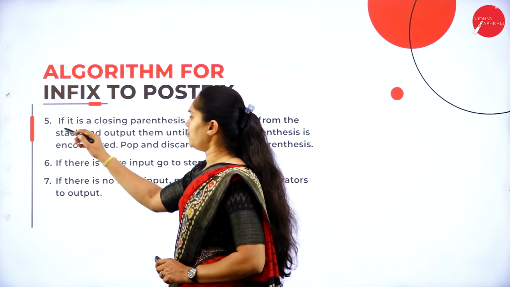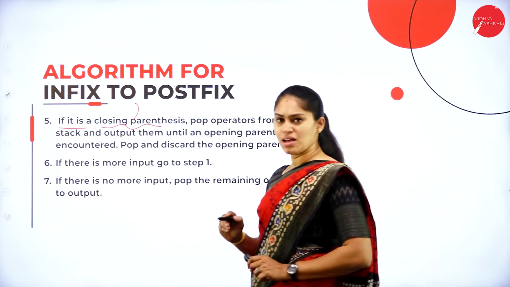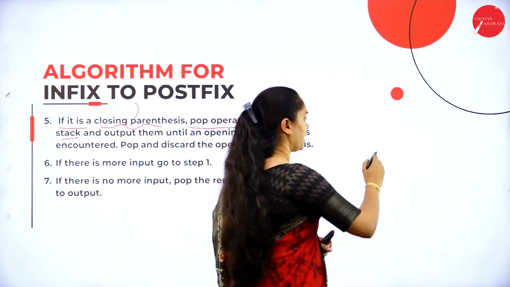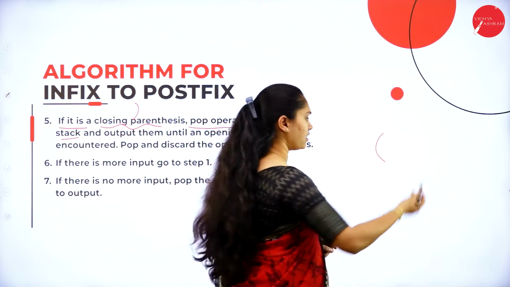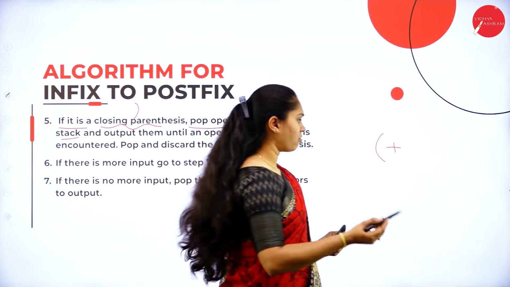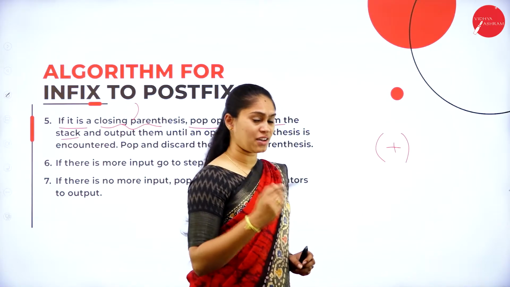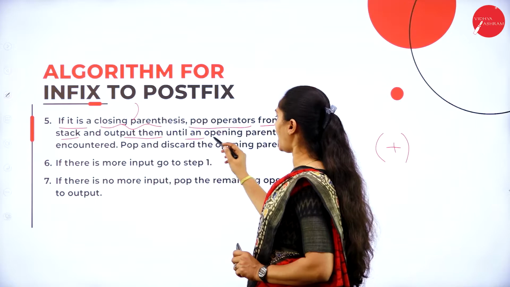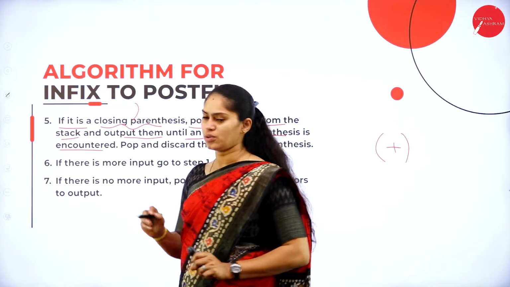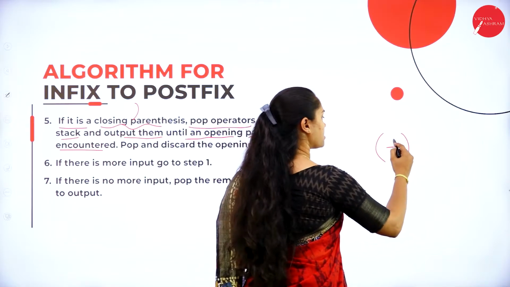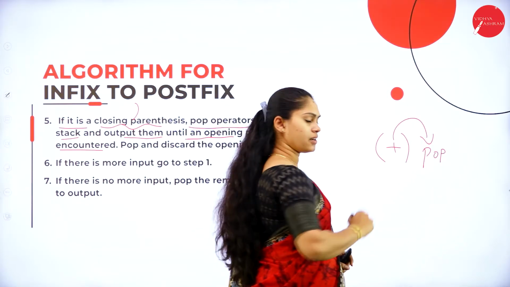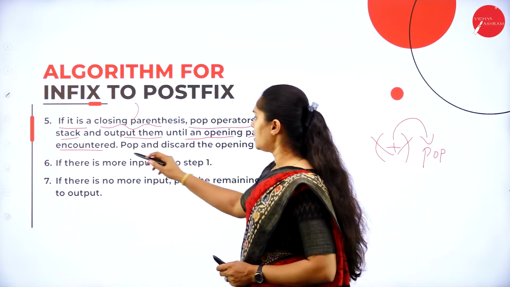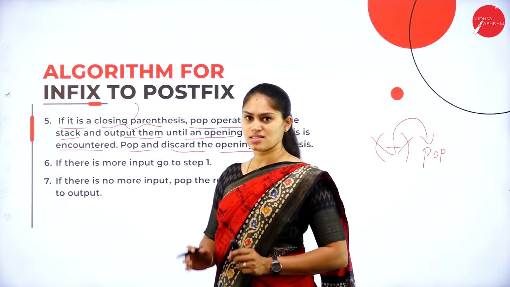In step 5, if it is a closing parenthesis, then pop the operators from the stack. For example, already I have an opening parenthesis in the stack, then I have inserted a plus operator. Now I found a closing parenthesis. If I found a closing parenthesis, then pop the operators from the stack and output them until an opening parenthesis is encountered. So if I got it like this, then this needs to be popped out, right? Then these will both get cancelled, then plus is going to be popped out. Then pop and discard the opening parenthesis and closing parenthesis.